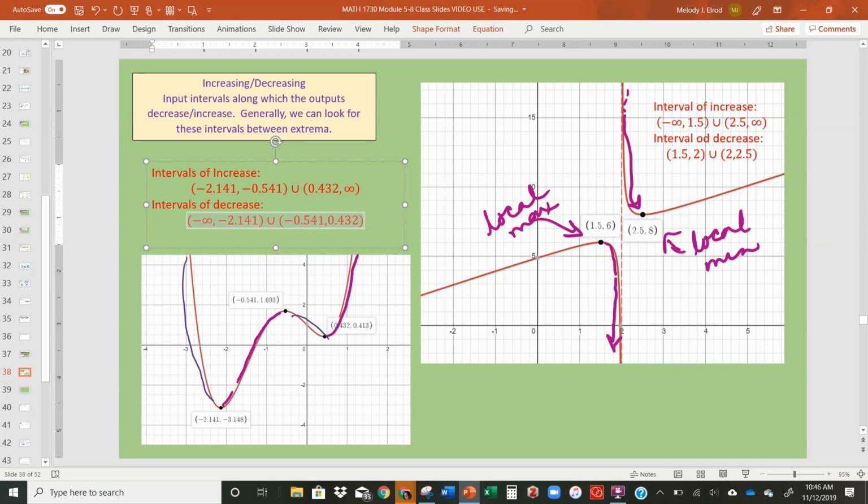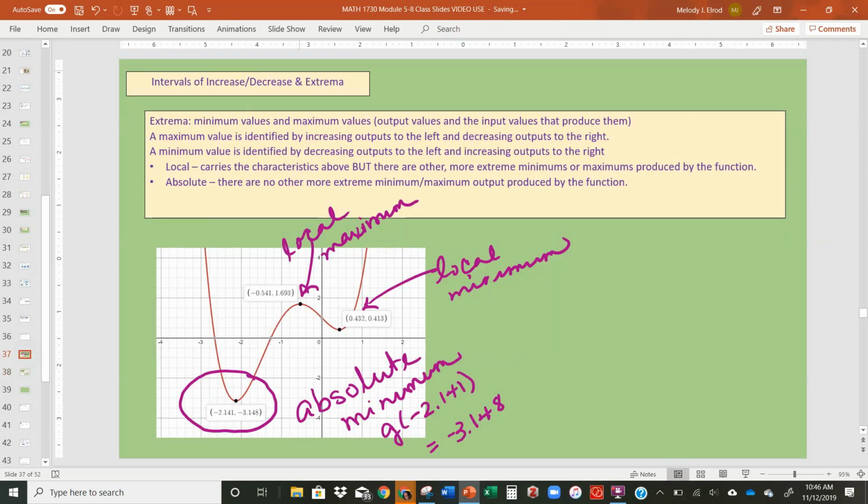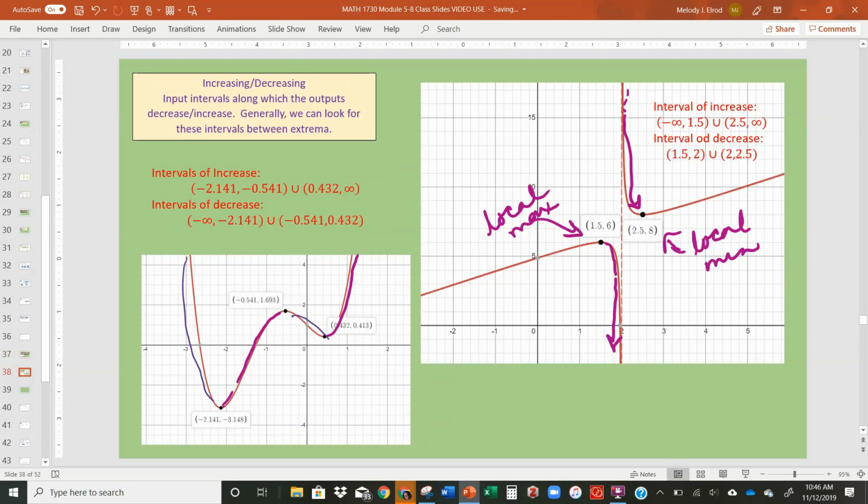So when we look at extrema, we're looking for the input value that creates that maximum or minimum output value. But when we're looking for increasing and decreasing, we're looking for the interval of input values over which there is an increase or decrease in the output values. And that can be a little bit sticky sometimes. So think about that verbiage and think about how you want to be able to write that out on your module 5 and 6 test for test 4. Okay, and that does it for intervals of increase and decrease and extrema.